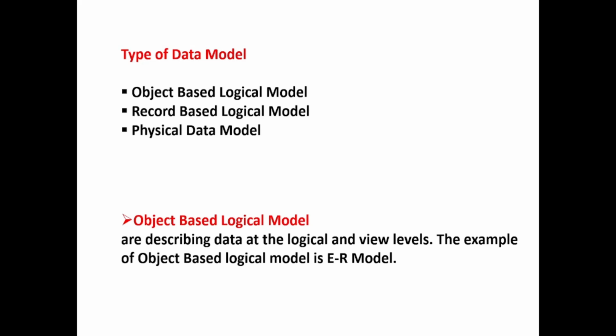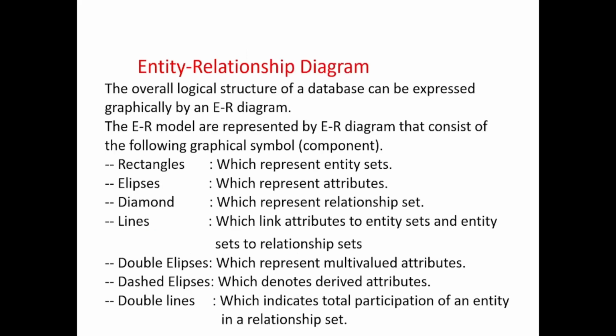Now we have various types of data models. One is called the object-based logical model. The second one is called the record-based logical model. And the third one is called the physical data model. So firstly, we will discuss the object-based logical model. The object-based logical model is nothing but the ER model. Object-based logical models describe their data at the logical level as well as the view level.